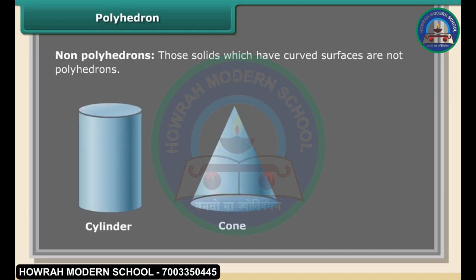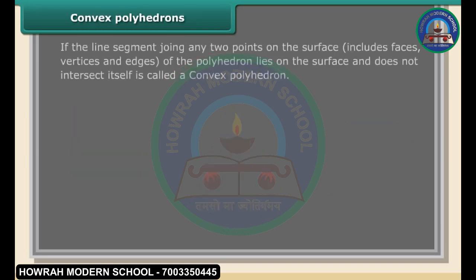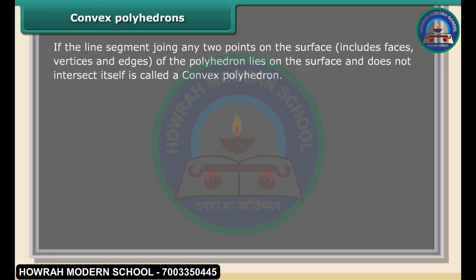Cylinder, cone, sphere. Convex polyhedrons: if the line segment joining any 2 points on the surface, including faces, vertices and edges of the polyhedron, lies on the surface and does not intersect itself, it is called a convex polyhedron.